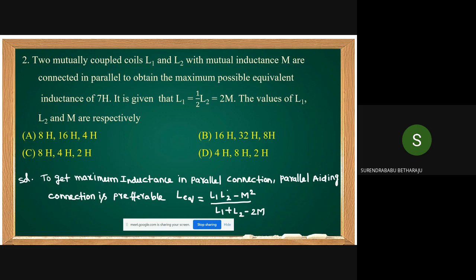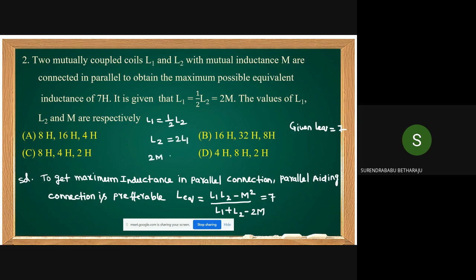Now we want to find L1, L2 and M. But what L equivalent is given? Given that L equivalent equals 7 Henry. Now I want to substitute this total formula in terms of L1 or in terms of L2. For example, I am doing it in terms of L1. L1 equals half L2. Then what is L2 equal to? 2L1.